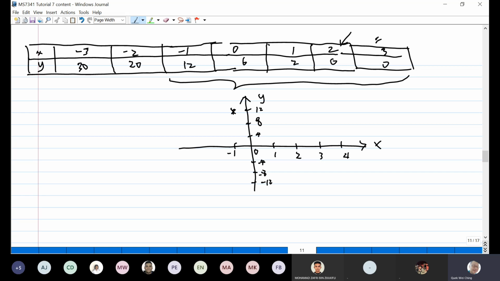0 gets 6. So 6 somewhere here. 0 gets 6 here. And 1 you get 2. So 1 is 2 here, somewhere here. And 2 will get 0.